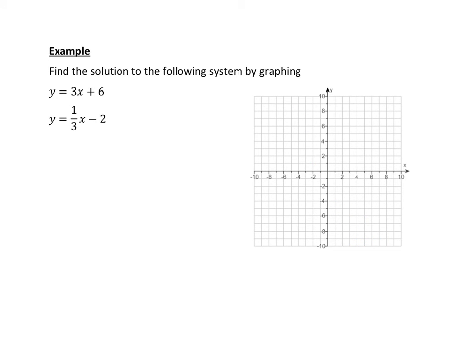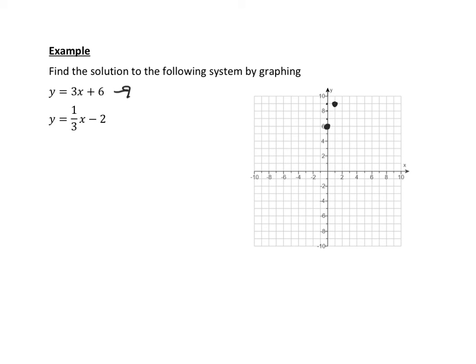Okay, so one more example, and again, you can graph these however you want. But if I look at these, both of these are in slope-intercept form. So these should be pretty easy to graph. So let's do this one, 3x plus 6. That tells me the y-intercept is 6, and I want to rise 3 and run 1.